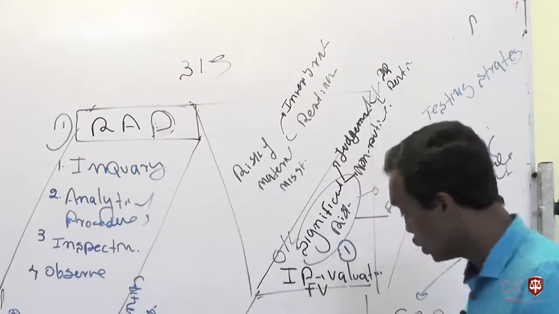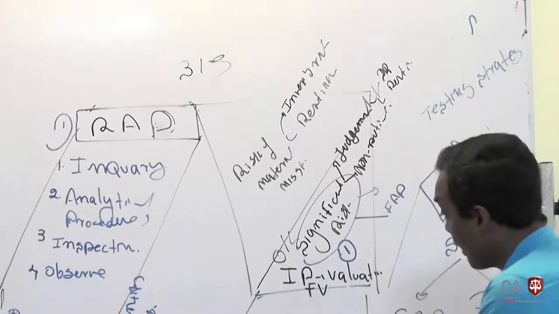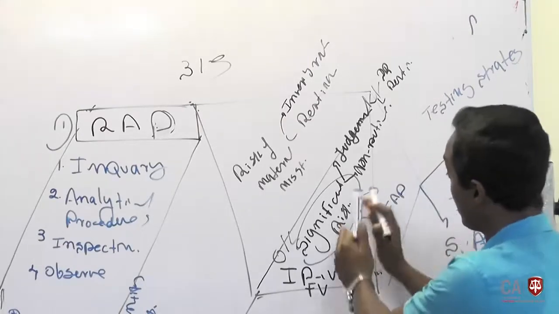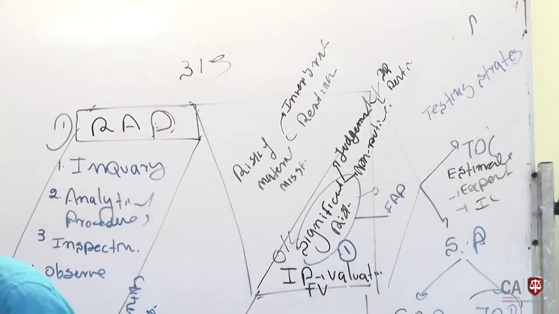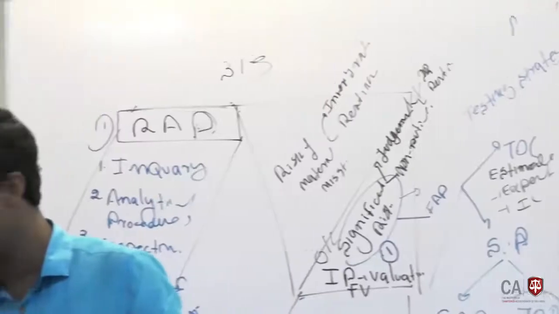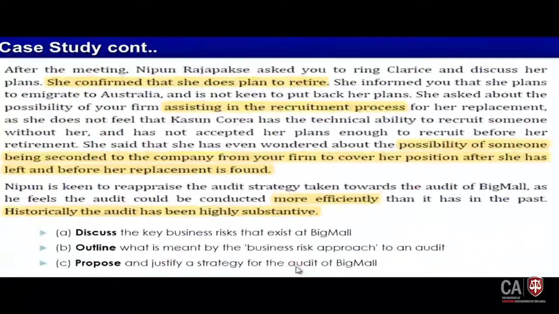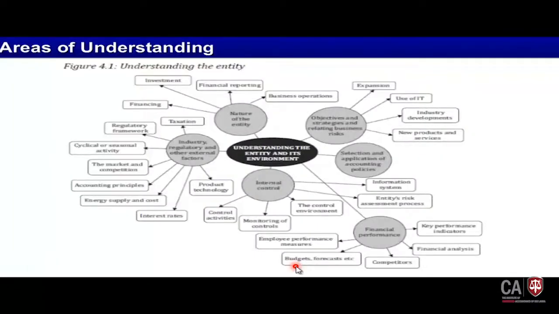From there, the auditor should assess the risk. First, see what the pervasive risks are, and then as much as possible relate risk to assertion, evaluate the likelihood, and identify risk like that. Now, when you read your study pack, it is very important that after this session you go to these notes and see that you understand. This diagram in the study pack is interesting.